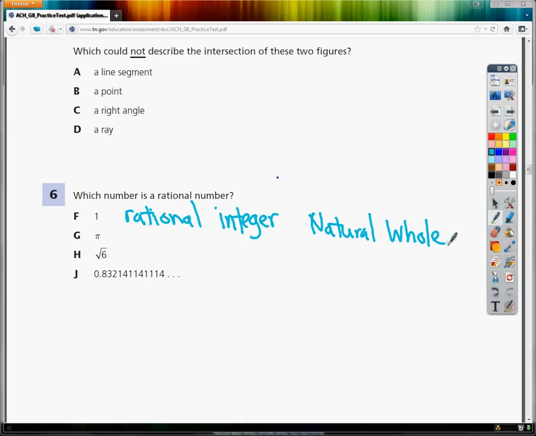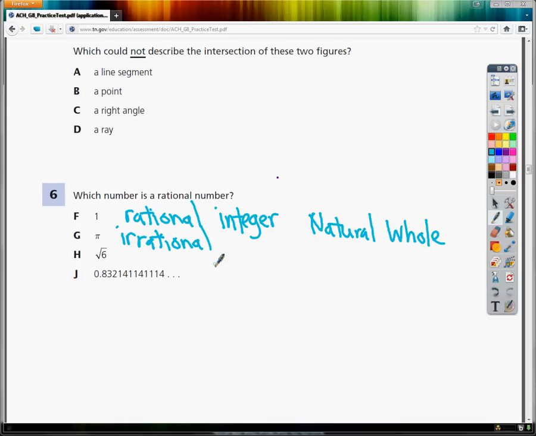If you look at G, G's pi. Well, pi is not even a real number. Yes, it is. It's an irrational number. It's a real number. What was I thinking? I meant to say it's not even a rational number. It's irrational. If you put pi in the calculator, it goes on forever.